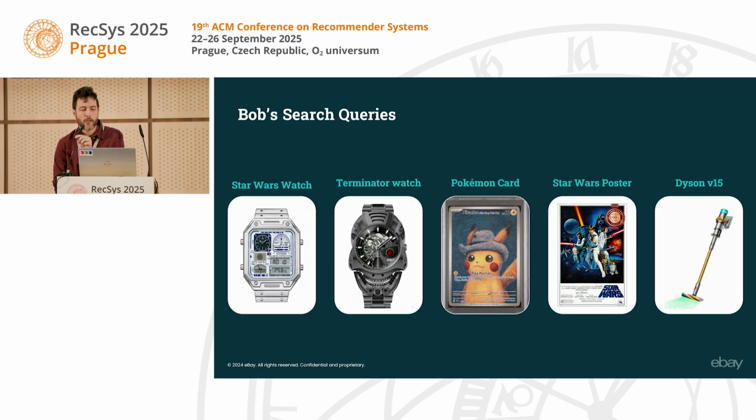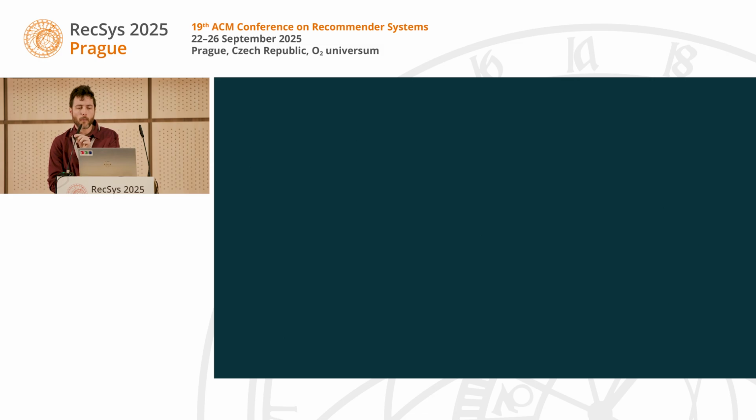I'll use a fictional user, Bob. Bob's eBay search history reveals quite a bit. He browsed this Star Wars wristwatch, and he looked at this creepy-looking Terminator watch. Also, he looked for a Van Gogh Pokemon card and checked a Star Wars poster, and finally, a Dyson V15 vacuum. Great, so now how do we represent Bob's interests? We do it with the following graph.